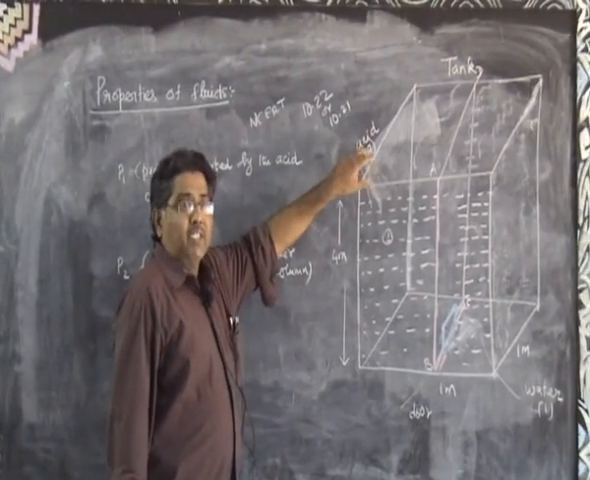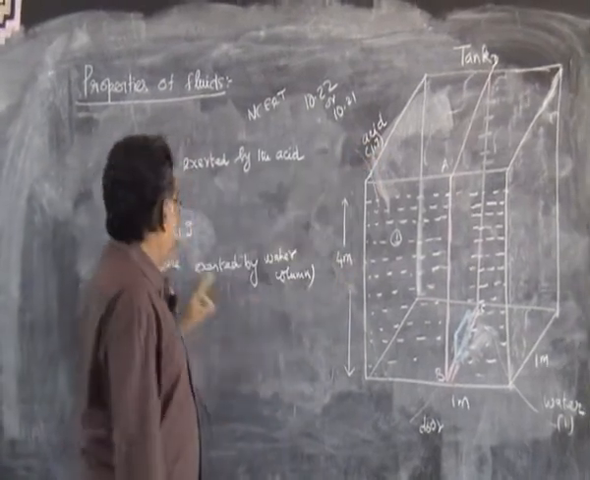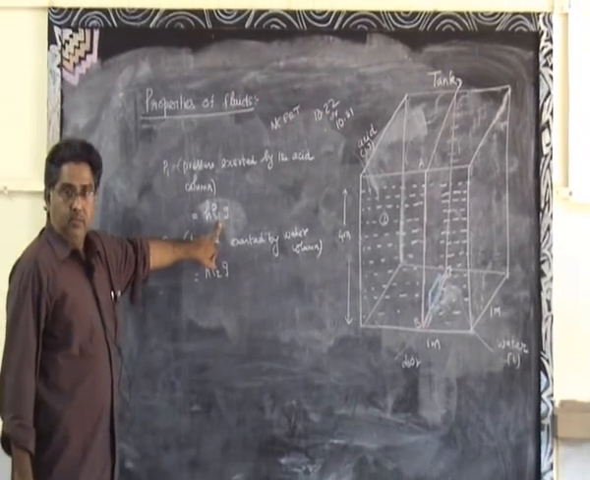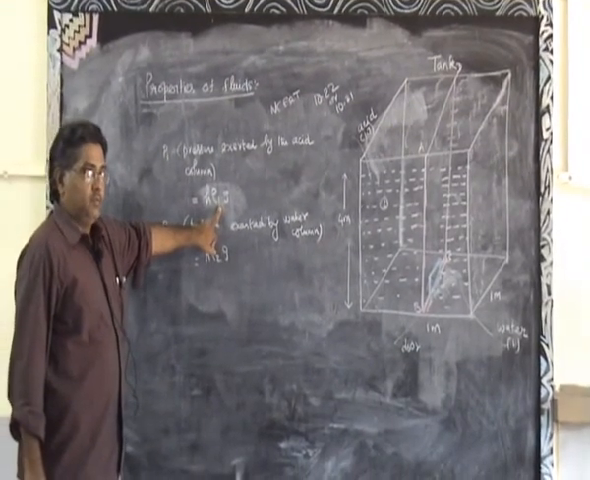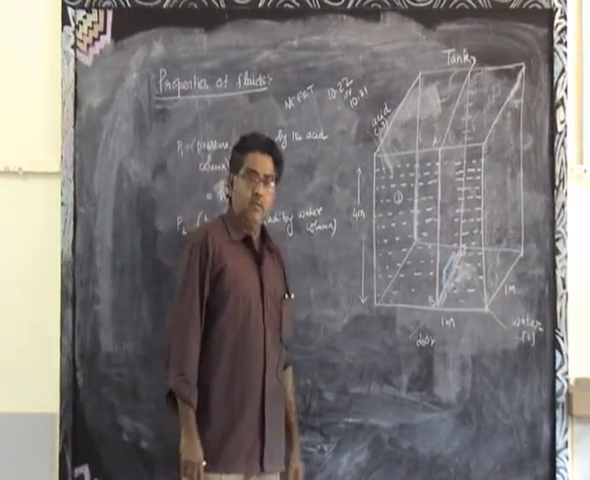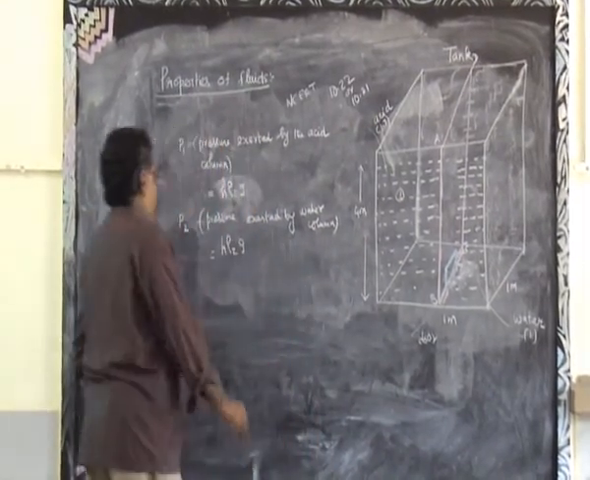According to the data, it's 1.7 RD, relative density. So it is 1.7 into 1000. So this is of course 1000. 1 is RD, so 1000.